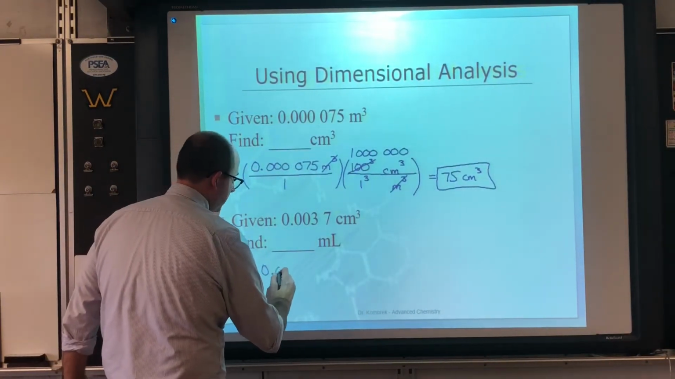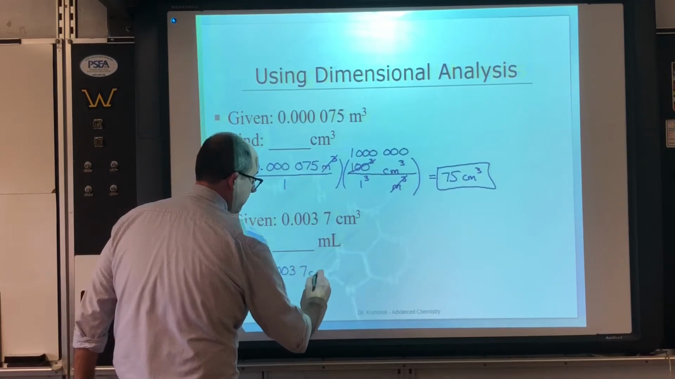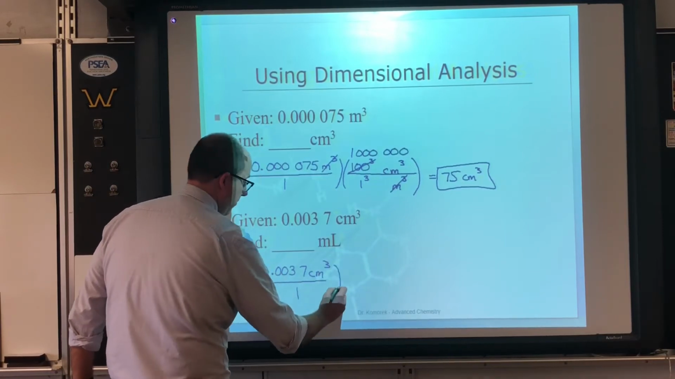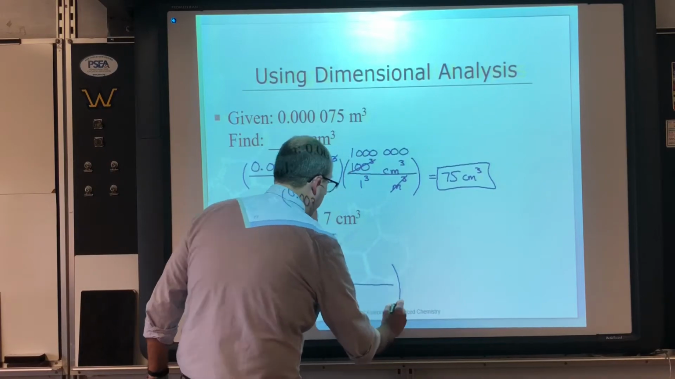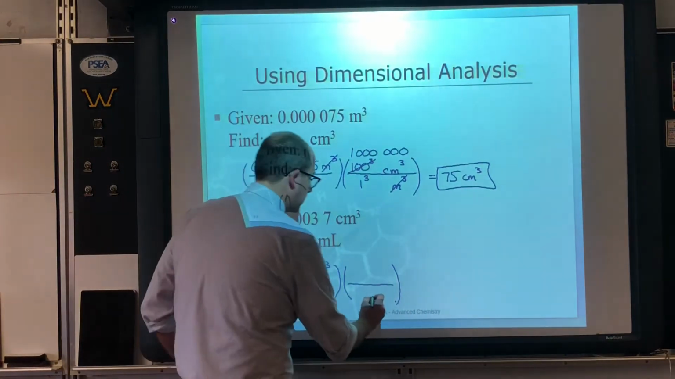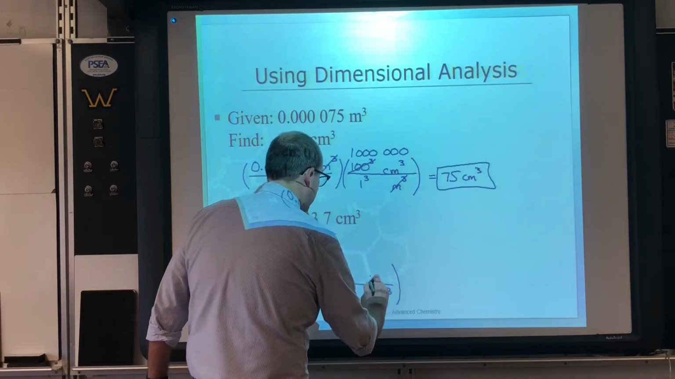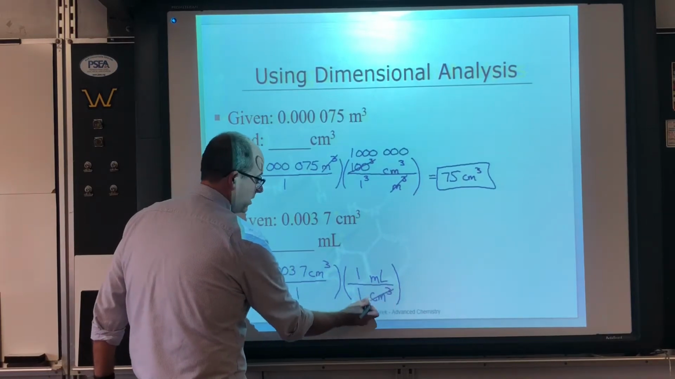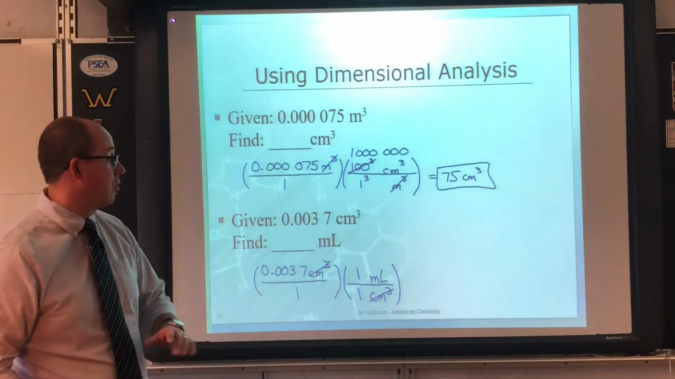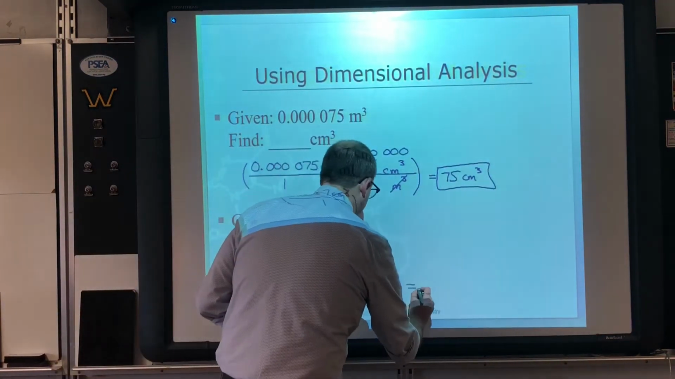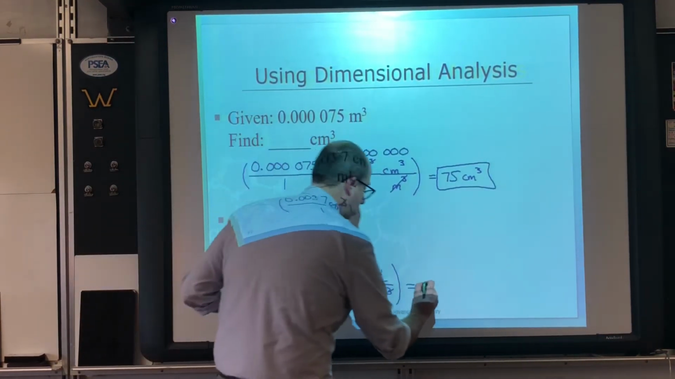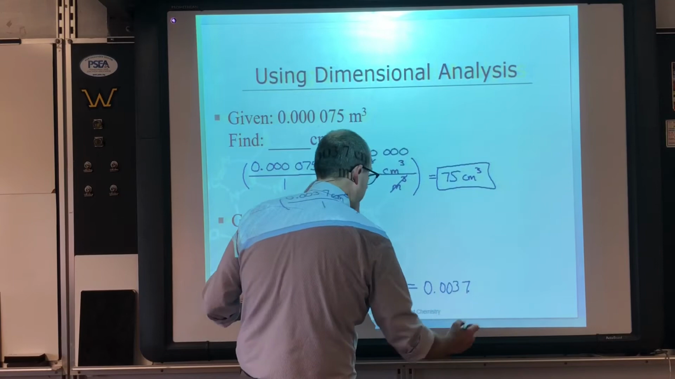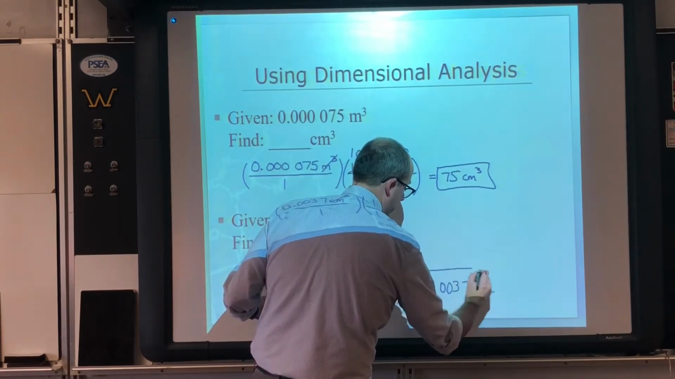So we have 0.0037 cubic centimeters over 1. That's the given. We are getting rid of cubic centimeters, that goes on the bottom. Convert to milliliters, that goes up top. And if they are the same thing, 1 milliliter is 1 cubic centimeter, but cubic centimeters cancel out, and that's why it's worked into these conversions. That means we have the exact same number, 0.0037. However, the unit changed to milliliters.